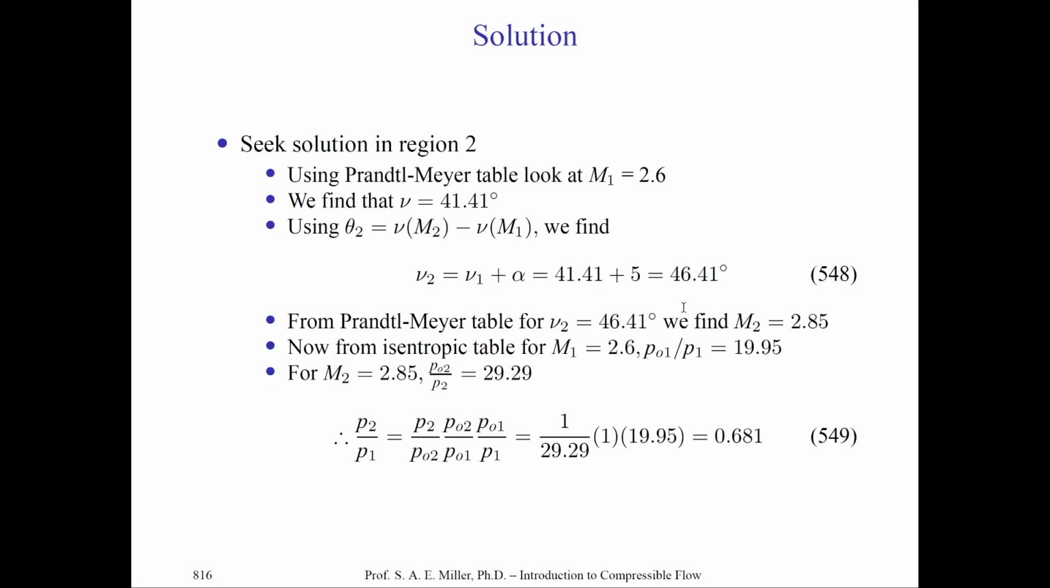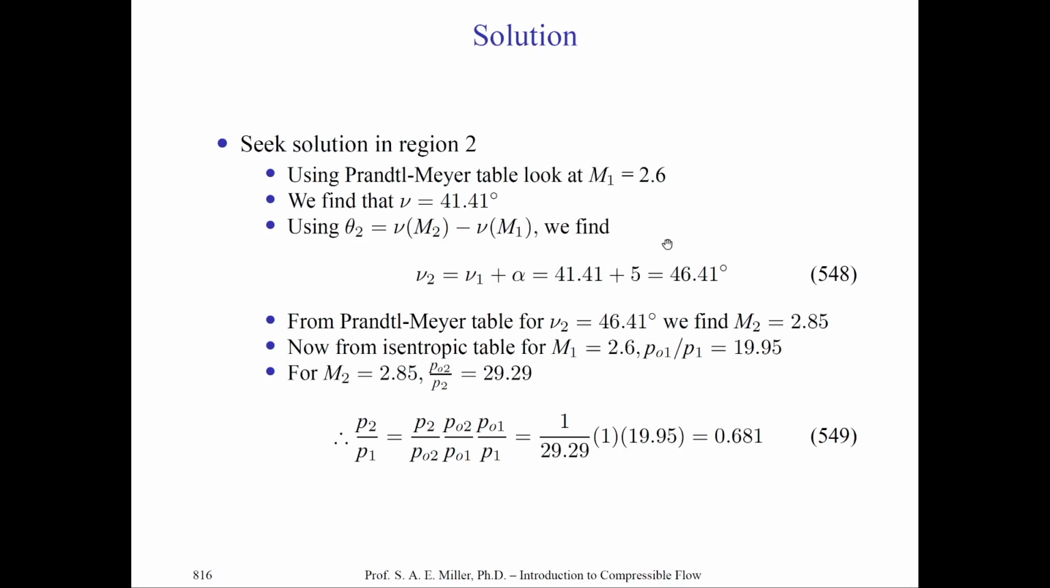So theta 2 will be, of course, the Prandtl-Meyer function at Mach 2 minus the Prandtl-Meyer function at Mach 1 in region 1. Therefore, we know theta and we know nu M1. We can solve for nu M2. Let's do that now in the next line. We'll say nu M2 equals nu M1 plus the angle of attack, which is theta in this case. That happens to be 41.41 degrees, which is the Prandtl-Meyer function at 41.1 degrees, plus the 5-degree turning angle. And of course, we get 46.41 degrees.